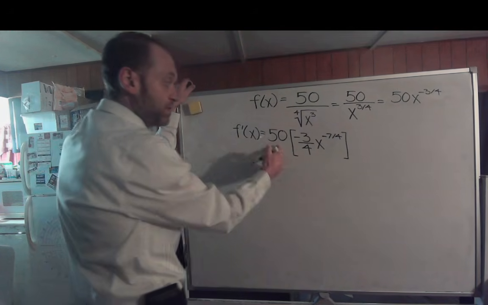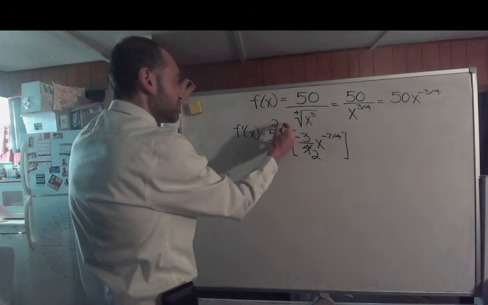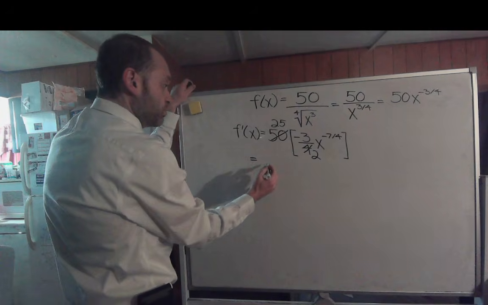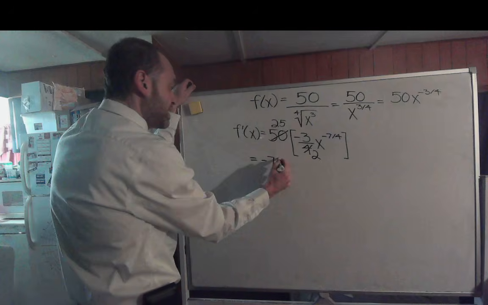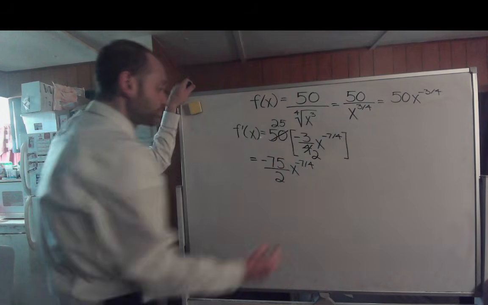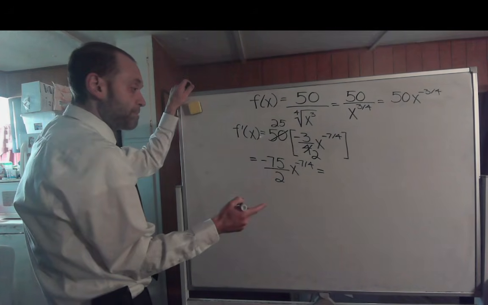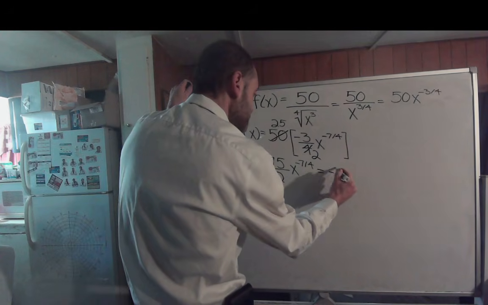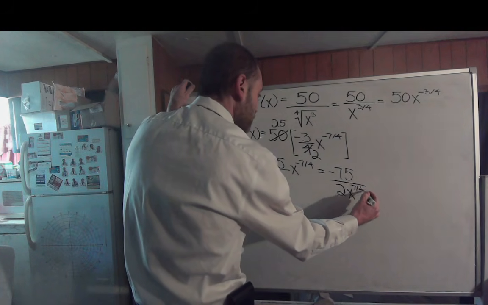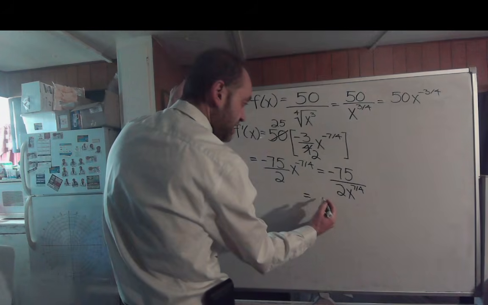Well, we know 4 and 50 have a common factor of 2. So this would become 25 times negative 3 over 2, which would really give you negative 75 over 2 times x to the negative 7/4. Negative 75 over 2 times x to the negative 7/4.